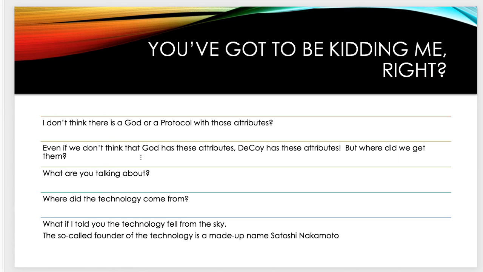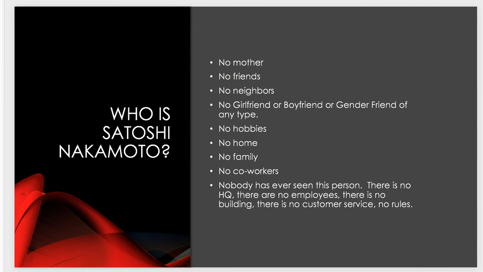Supposedly Satoshi Nakamoto wrote a white paper. But let me tell you about Satoshi, or whoever you want to call him. You tell me that the guy doesn't exist, all right? He had no mother, no friends, no neighbors, no girlfriend, boyfriend, or gender friend of any type. He had no hobbies, no home, no family, and no coworkers. Nobody has ever seen this person. There's no headquarters. There's no employees. There's no building. There's no customer service. You've got to be kidding me, right? No, this is Bitcoin. Do you realize that?